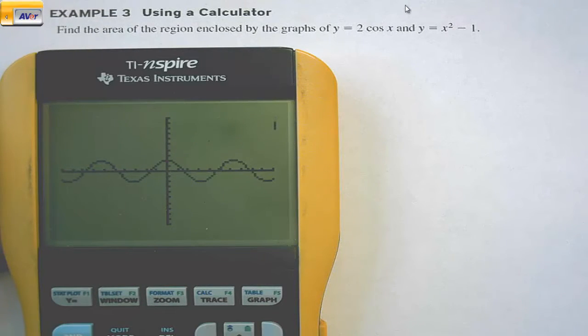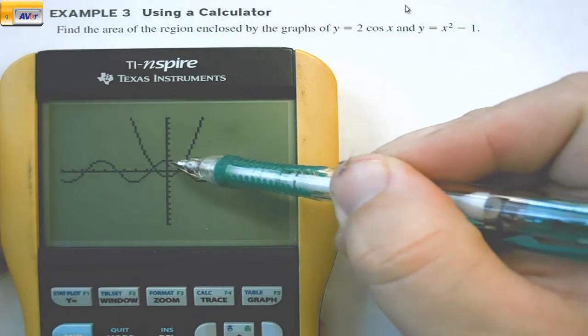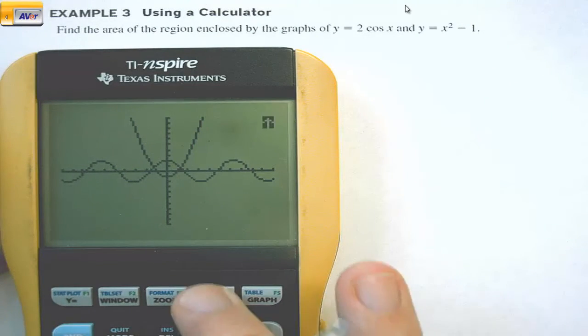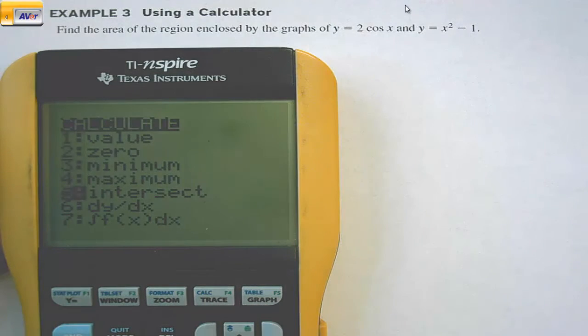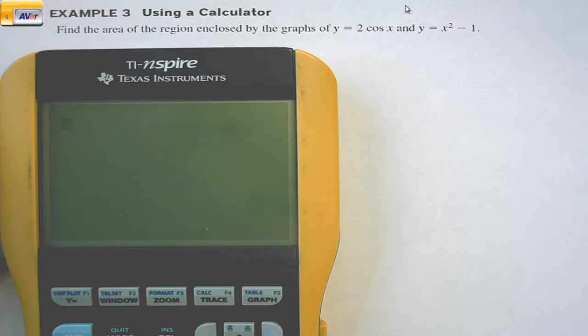And then we'll have the parabola. We need to find the intersection points, and the enclosed area is right in the middle here. Second, calculate, we're going to do intersection, number 5. We'll arrow over, enter, enter, enter. And now watch this. We can quit out of here. If we type x, that value for x is stored in there. Now we can hit STO, store that into, let's say, alpha A. So we'll store that value into A.